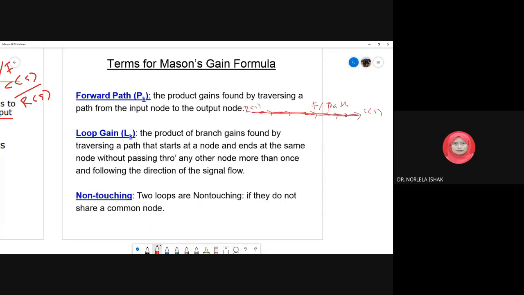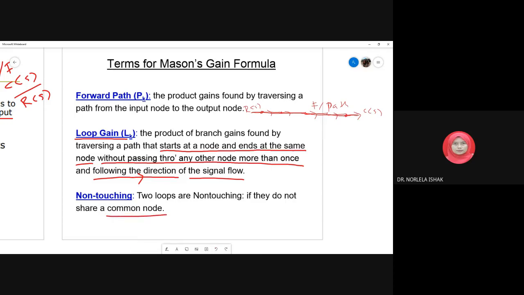Okay, this is the keyword: how to find loop gain. Start at a node and end at the same node without passing through any node more than once. Follow the direction, meaning you have to follow the arrows of the signal flow. That's how you make a loop gain. Non-touching, I will show you later how it looks. Two loops are non-touching if they do not share a common node.